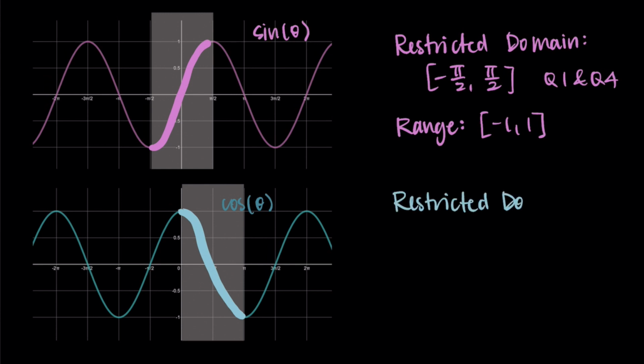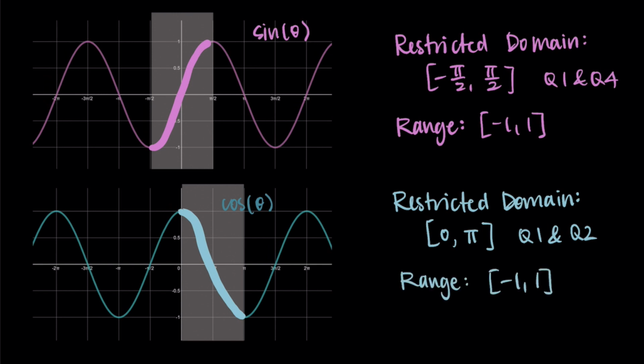So for cosine, we are restricting the domain to 0 to pi, and this would be quadrants 1 and 2 on the unit circle. Then our range is the same, it's from -1 to 1, and I'm mentioning this because we're going to swap the domain and the range for the inverse function.